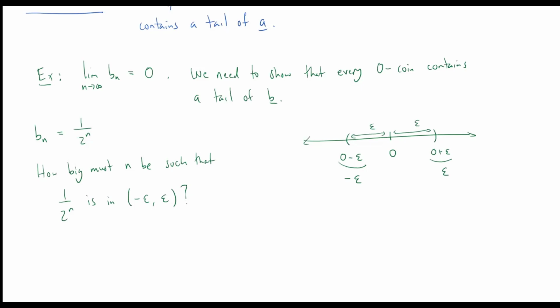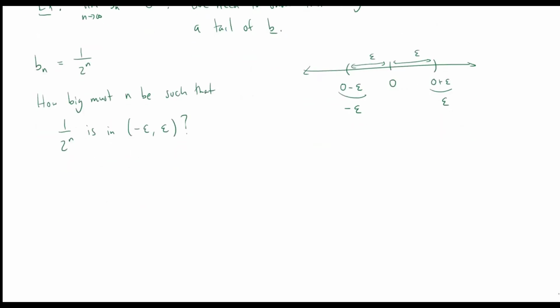Okay, this still feels like a challenging question. So let's think about a few things. First, is my sequence ever going to be on the left side of 0? No, right? This is always positive. So 1 over 2 to the n is always positive, so I don't really have to worry about that. And in fact, is it ever even going to be 0? No, right? Definitely greater than 0. So we actually could have written here 0 to epsilon.